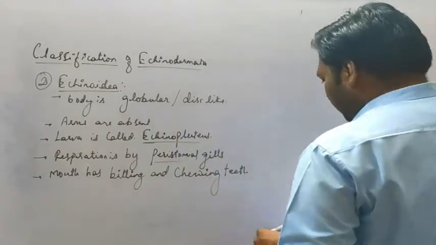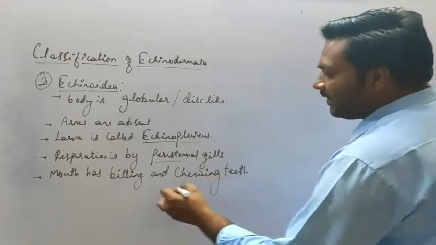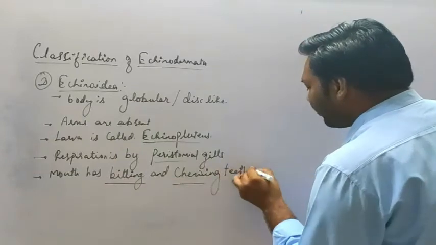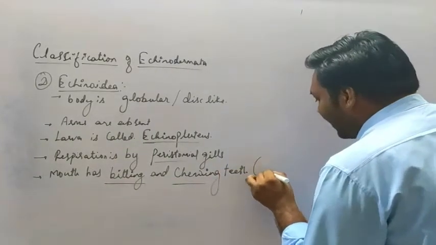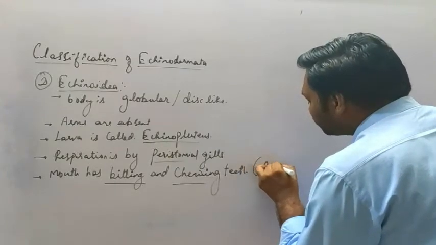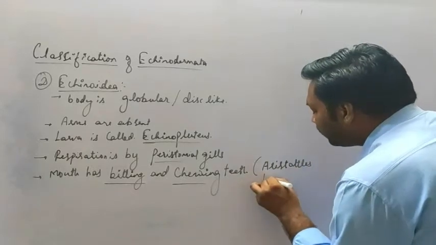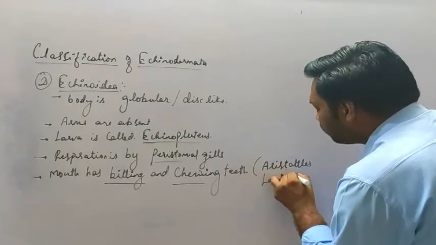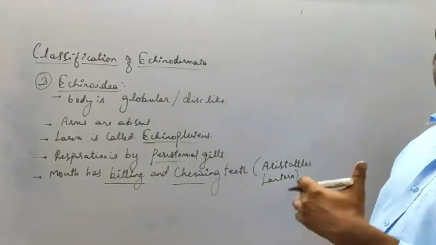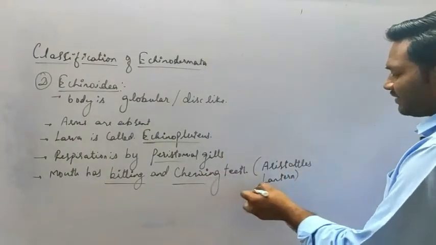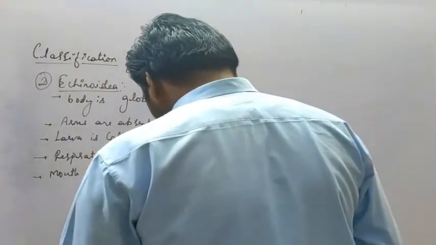Okay. And the apparatus which is formed by this biting and chewing teeth is also referred to as Aristotle's lantern. So the biting and chewing teeth act as an apparatus, and that apparatus is called Aristotle's lantern. So next.